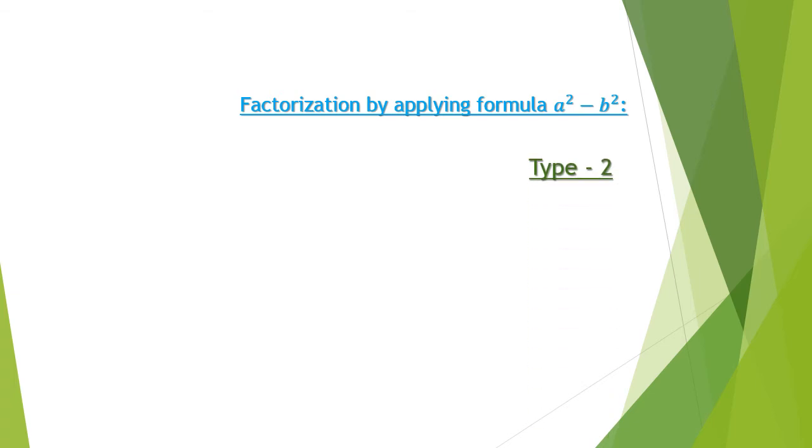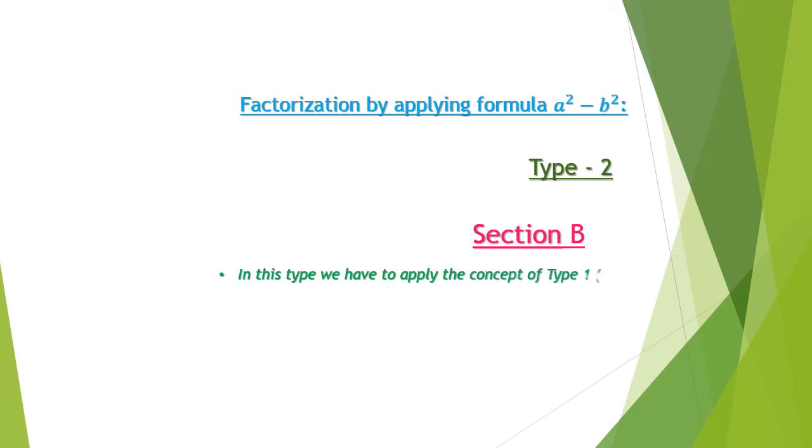Now factorize by applying the same formula, a square minus b square. It's type 2, section B. Type 1 we have already done. In this type we have to apply the concept of type 1, which is taking common. What we did in type 1 section A is we took common. The first question was 6x plus 3, isn't it? We did the very first question as 6x plus 3 and we took common.